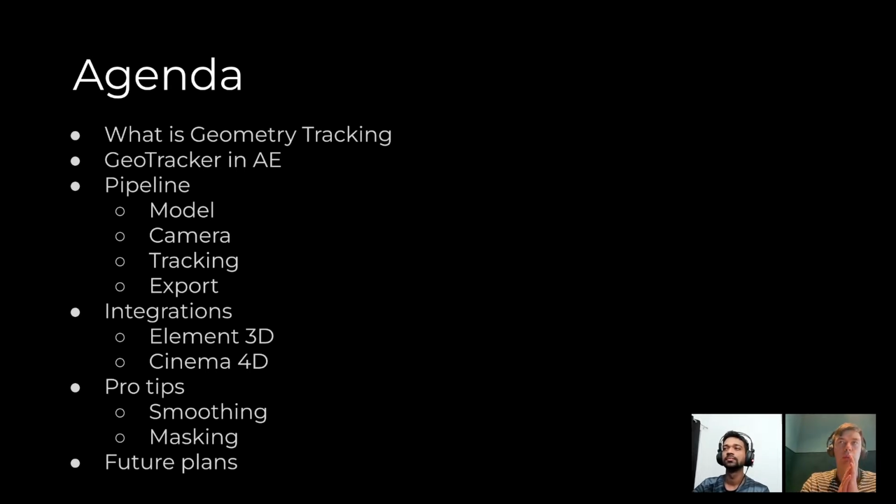Today's agenda. First of all, we'll talk a little bit about geometry tracking in general, because it's a pretty important question: what is geometry tracking and why do we actually need it. Then I will explain why we created GeoTracker for After Effects. Then we go through the pipeline and discuss all the aspects: how to get the model for tracking, how important the camera information is, how to actually track, and how to export the results. Then we will discuss some integrations with different software, for instance Element 3D, Cinema 4D, and probably something else. And at the end, we will go through a more or less real and hardcore shot, and I will share small tips and tricks and show everything in action.